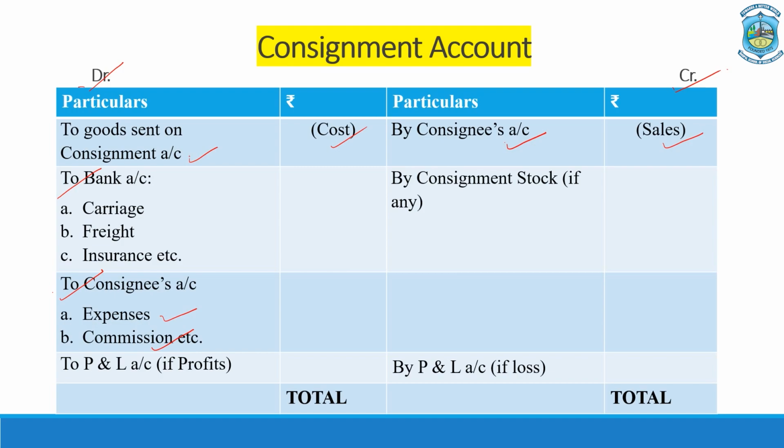And in case there are certain goods that are remaining unsold, means you are having closing stock, and the closing stock is transferred to consignment stock account. So the entry will come at the credit side in the name of by consignment stock account.